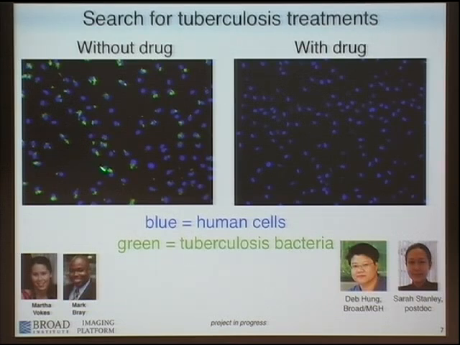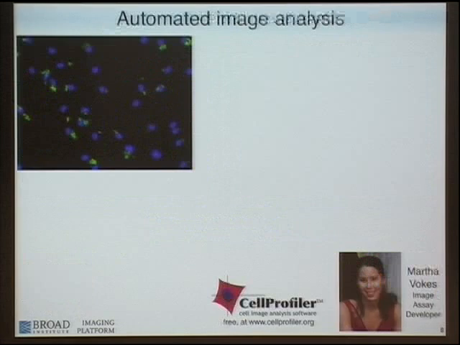And in the absence of drug, you put the two together, the cells end up infected and pretty unhappy and have a lot of green blobs on them. If you treat them with a successful antibiotic, that infection does not take place and you don't see green blobs.